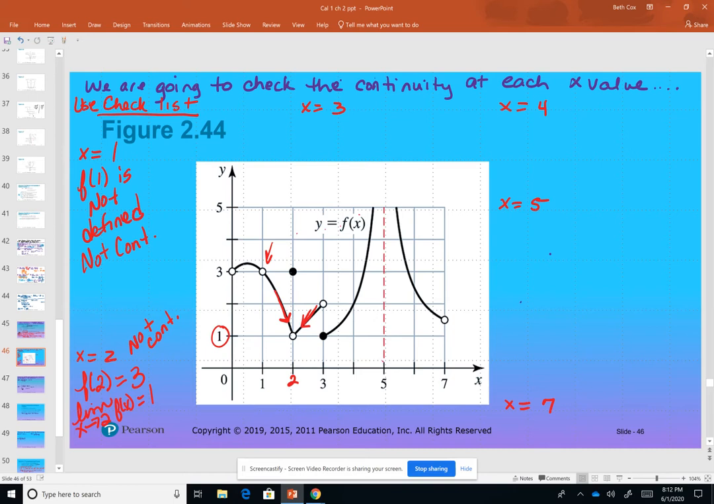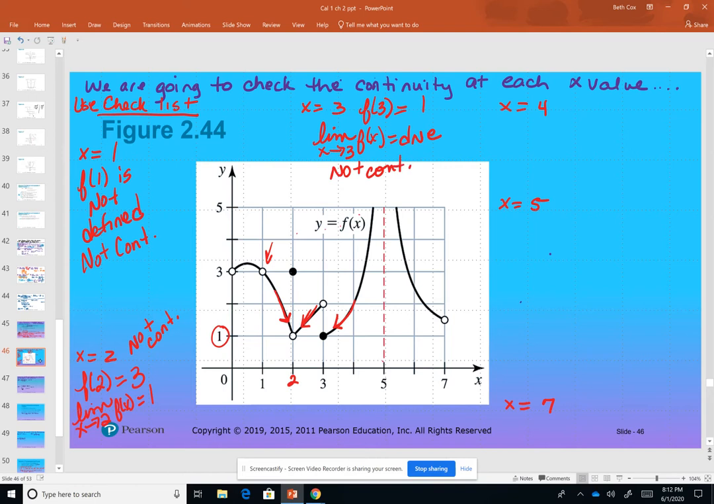All right, for 3, again, f of 3 is defined. It's defined as 1. The limit to the right is 1, but the limit to the left is not 1. So the limit for this one does not exist. So it's not continuous.